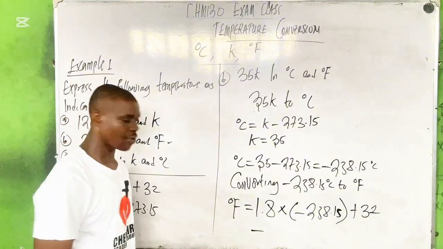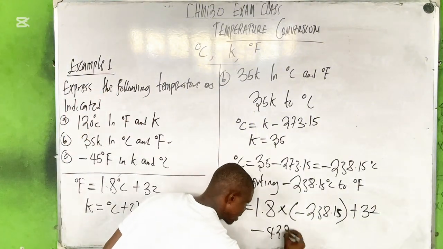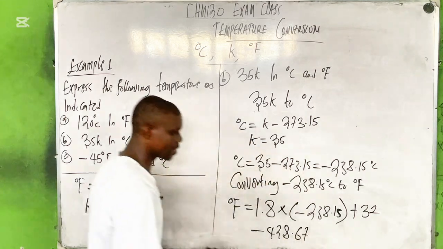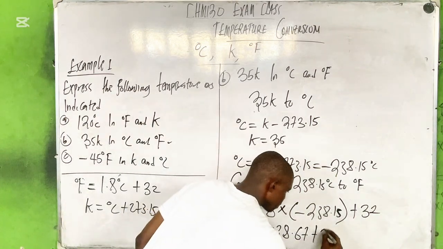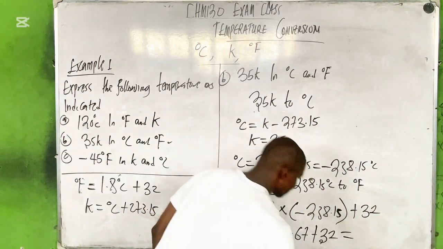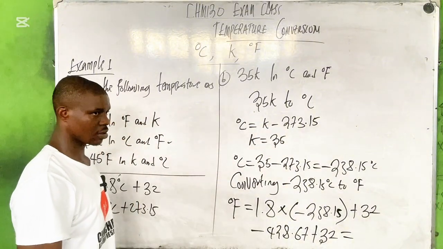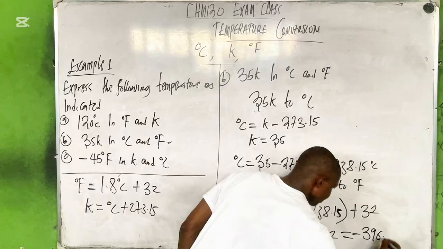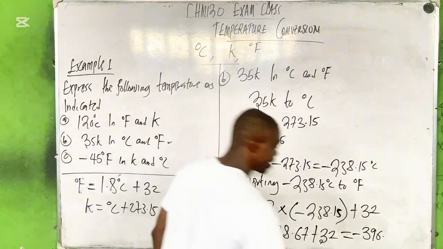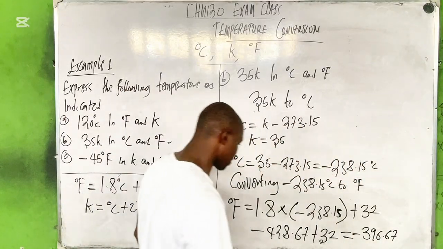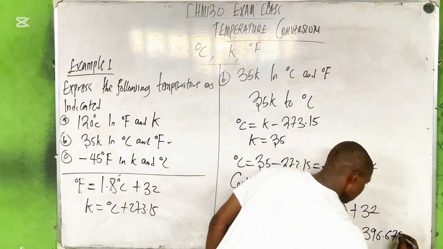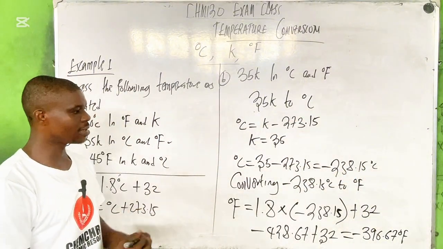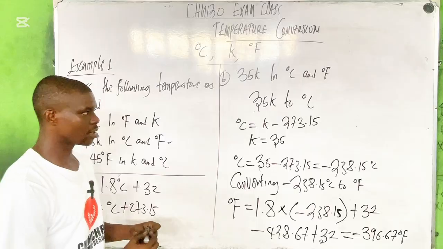428.67, right? Plus 32. What is the answer? Minus 396.67 degrees Fahrenheit. Is it clear? That is it.